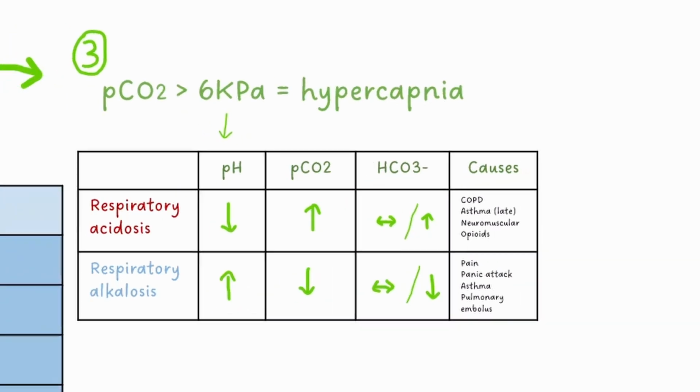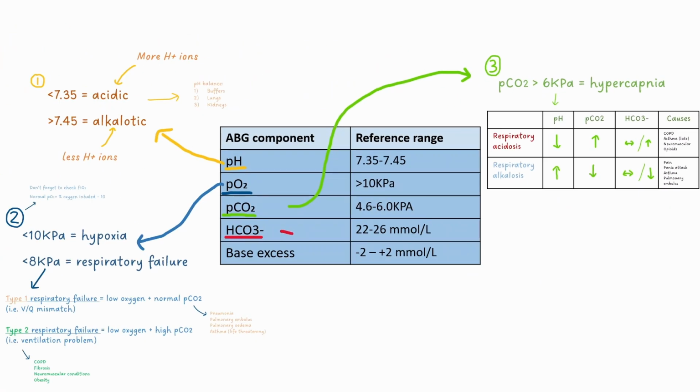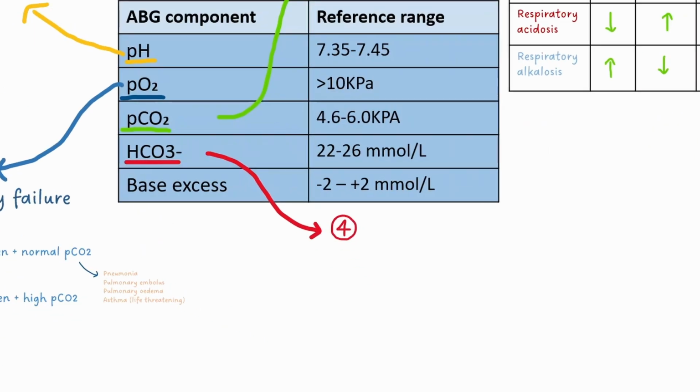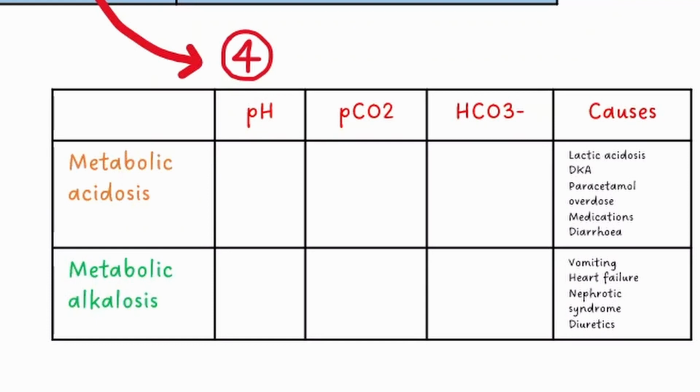After carbon dioxide, we then need to properly assess the bicarbonate. Metabolic acidosis differs to respiratory acidosis in the cause of the low pH. In metabolic acidosis, the low pH is a result of low bicarbonate. Bicarbonate is an alkaline buffer, so when it's low, the pH will also be low. In these cases, the pressure of carbon dioxide will either be normal or low as a compensatory mechanism.